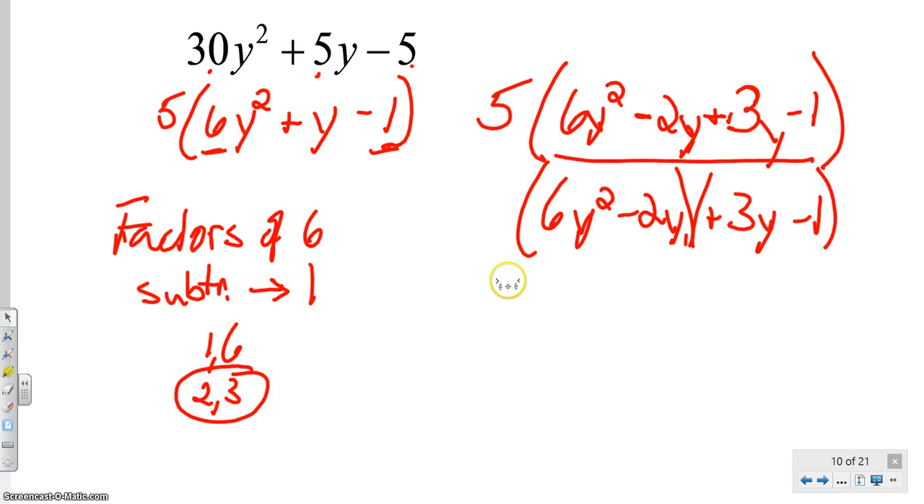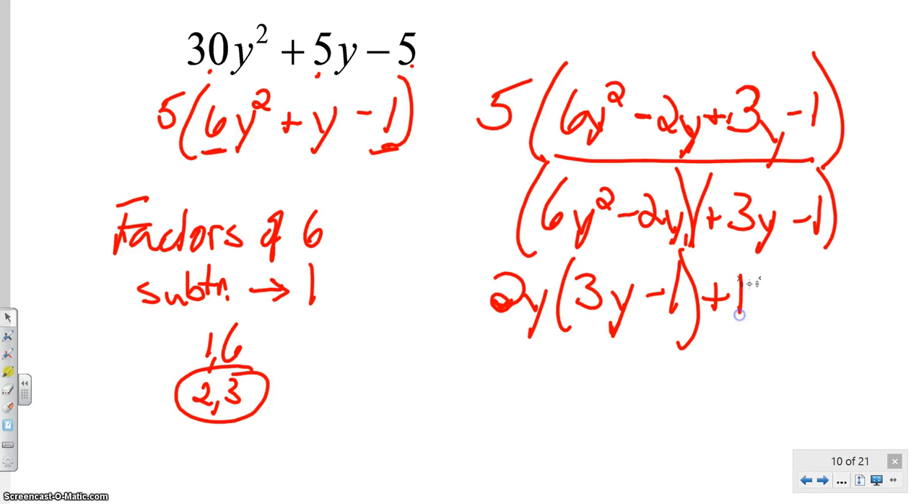So I'm factoring out a 2y. So it gives me 3y minus 1. Here, there's nothing in common. All right, so I just automatically put a plus 1 outside. Since I'm bringing out a positive 1, nothing changes.